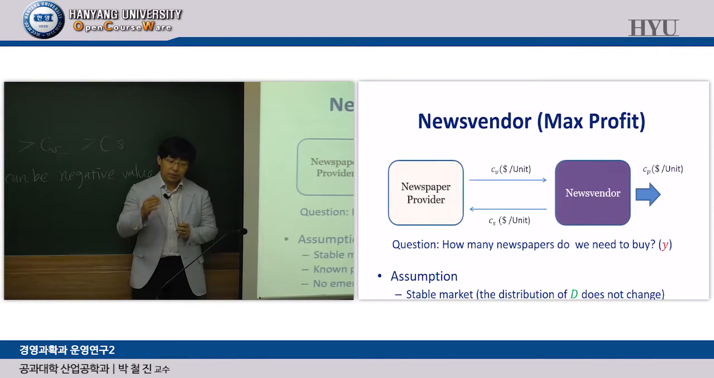Second, we know the distribution of D, demand. That means we know the name of the distribution and the parameter of the distribution. Sometimes when you consider a discrete random variable, then we know the probability that demand equals some number. And one more assumption, no emergency order or back order. There are no back orders. Even though we sell all the items we have and there is more demand, we cannot do anything in that case. Okay?